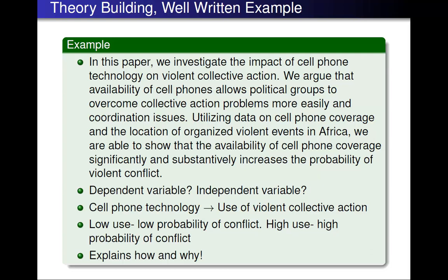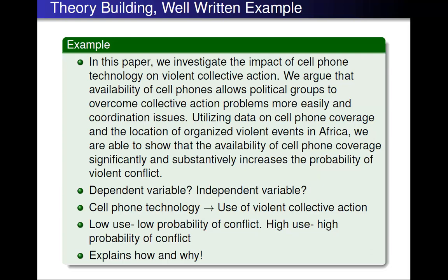What is the dependent variable? Use of violent collective action, as it is the outcome of interest the authors care about. What is the independent variable? Cell phone technology, as it influences whether violent collective action takes place. How does the independent variable influence the dependent variable? As access to cell phones increases, the use of violent collective action increases.